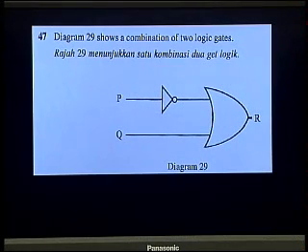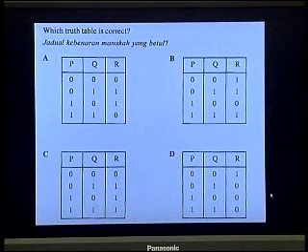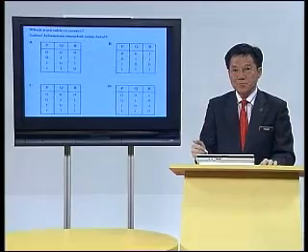Diagram 29 shows a combination of two logic gates. Alright? And what is the question now? Which truth table is correct? So it is an objective test question. You are given A, B, C, D.